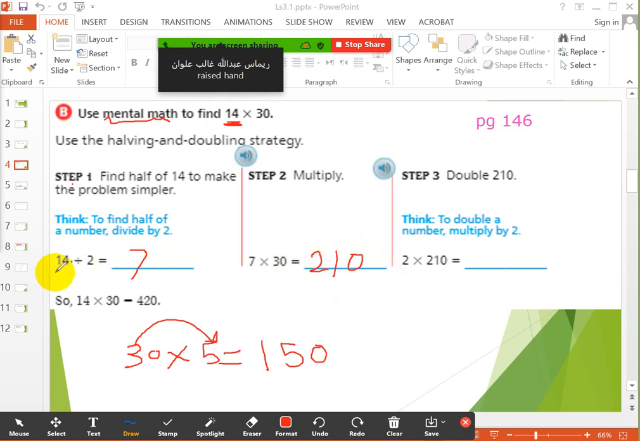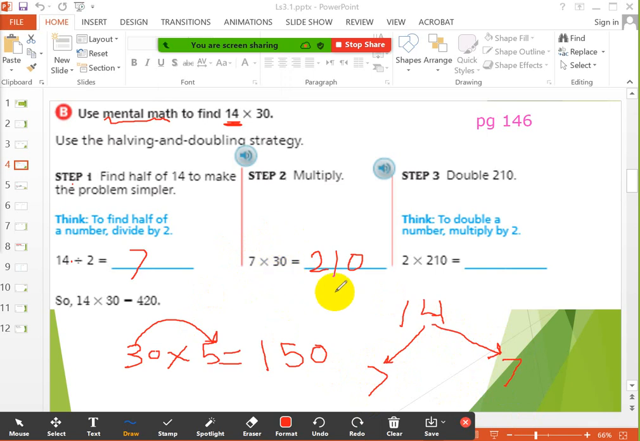Now, because I took the half of 14, I broke down this number. If you divide 14 between 2 persons, each one will take 7, right? So I take this 7 and multiply it with 30, and it gave me here 210. Now, if I want to return, I will double the number. Double the number means I have to multiply it with 2. So if you multiply it with 2, it will give you the final answer.